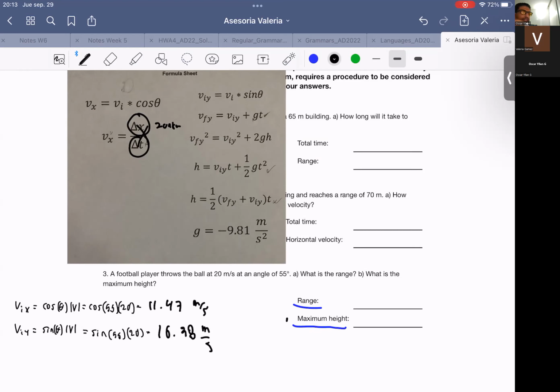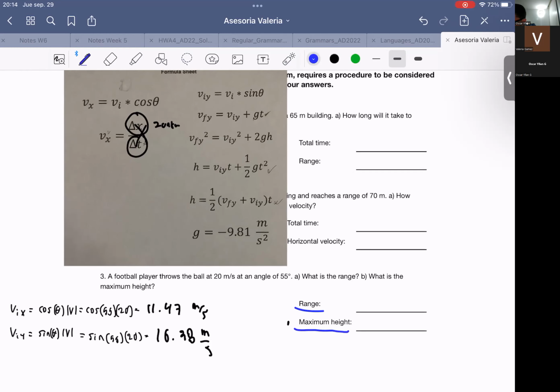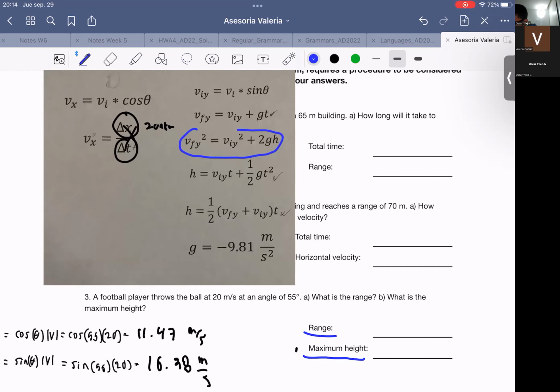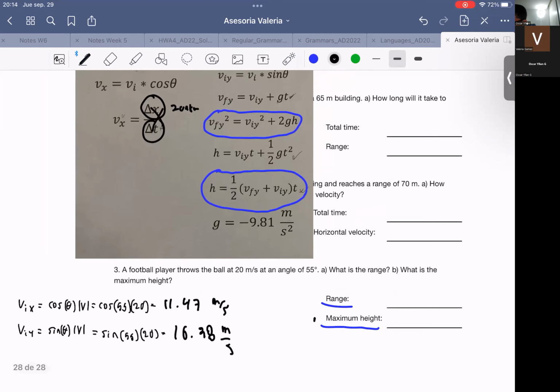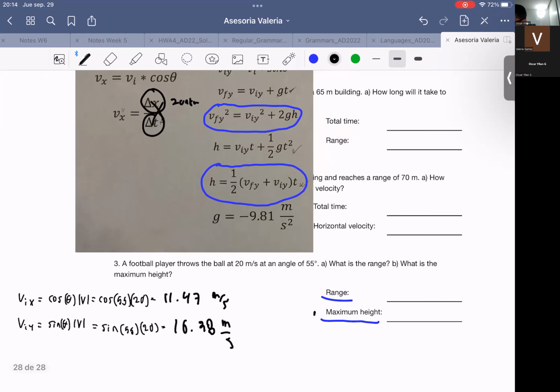How do you imagine that you can get the maximum height? With the third formula? Yes, you can use that one. Also, you can use which one? For example, you can use any of these two, like the one that you said, the third formula, right? Also, you can use this one. Why? Because, okay, let's see.